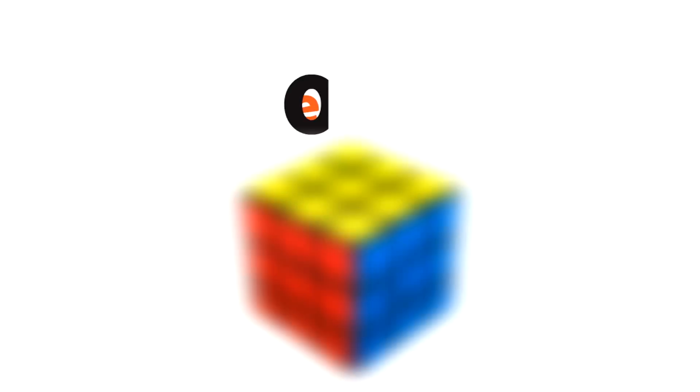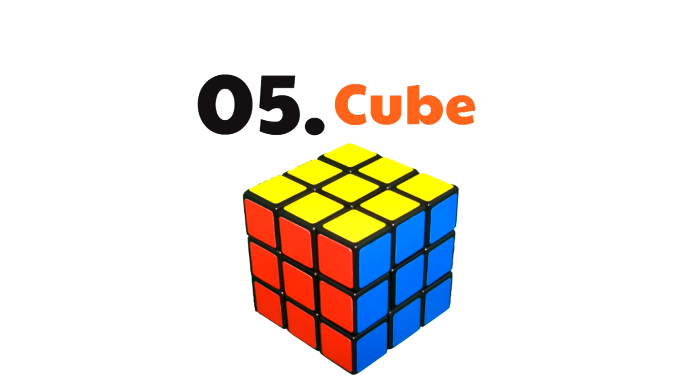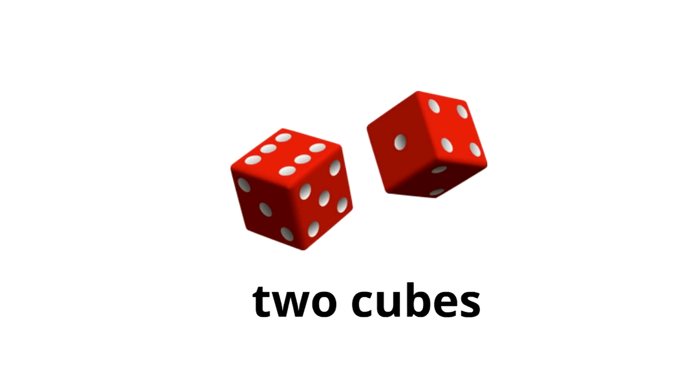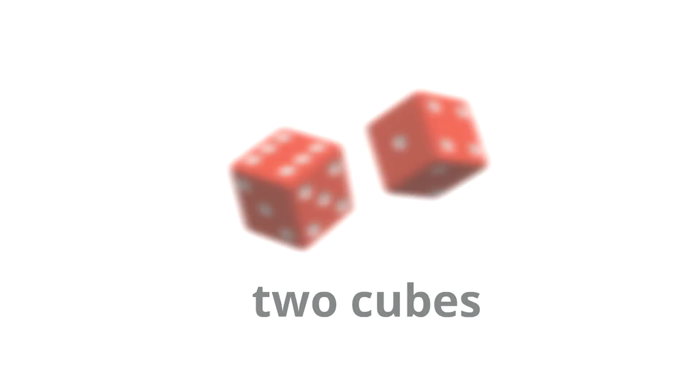The next 3D shape is the cube. The cube is the 3D version of the square. It has 6 sides or faces that are all squares. Here we have 2 dice. Dice are in the shape of a cube. So these 2 dice are 2 cubes. They have 6 sides or faces that are all squares.